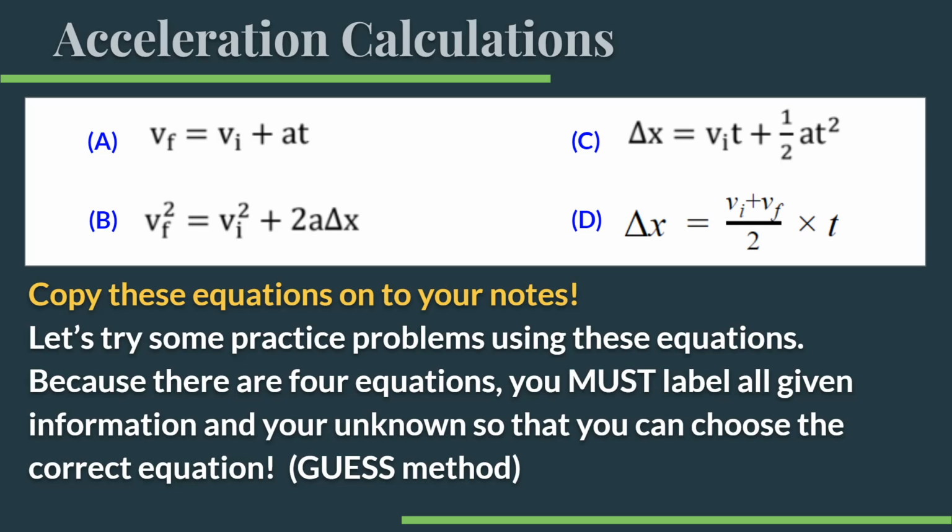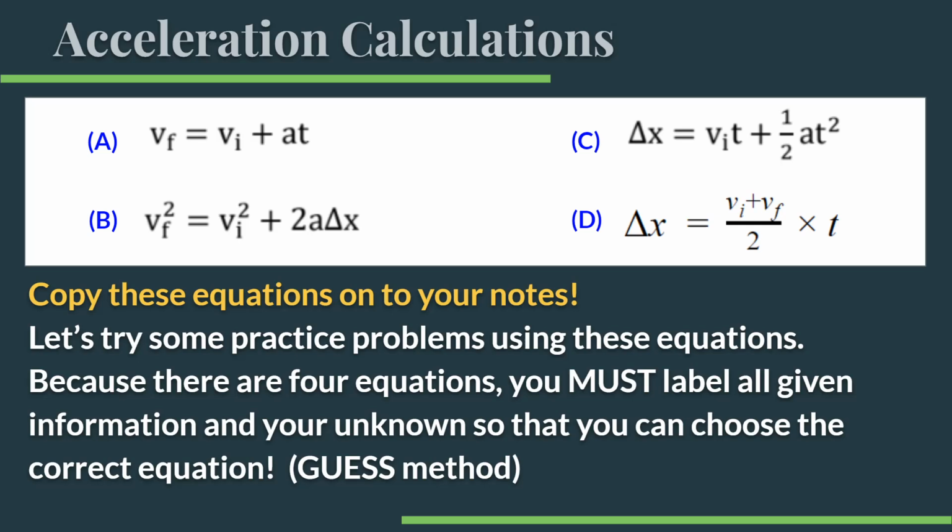The third equation, C, is delta X equals VIT plus 1/2 AT squared. In that equation, it is displacement equals initial velocity times time plus 1/2 times acceleration times time squared. In that equation, only the time is being squared. So just a heads up, it is just the T. It is not the 1/2 or the A.